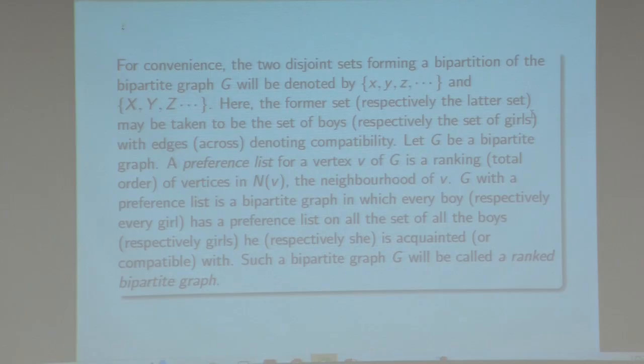Besides this, one can even have, for example, the situation of boys and girls, where the pointer is not, oh okay.